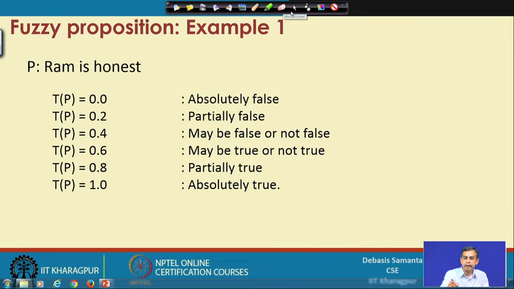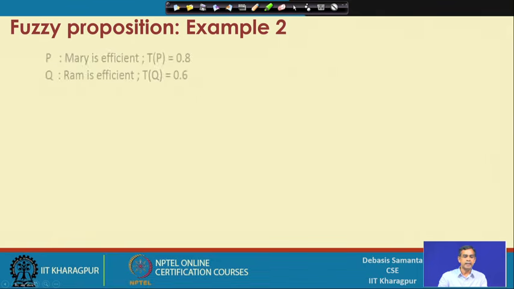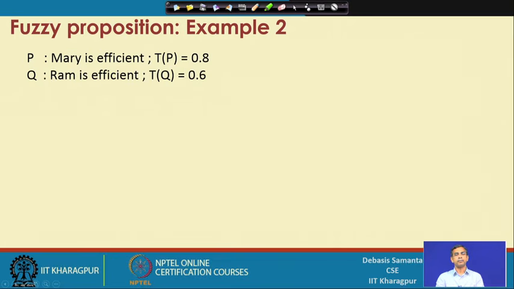Now, let us see some idea about extending this idea. Say Ram is honest, as we have discussed. Now, let us consider two other propositions P and Q, where P is defined as Mary is efficient, and the other proposition Q is defined as Ram is efficient. Now, P being a proposition, let its truth value be denoted as TP, and it is 0.8. The other proposition Q has truth value TQ, denoted as 0.6.